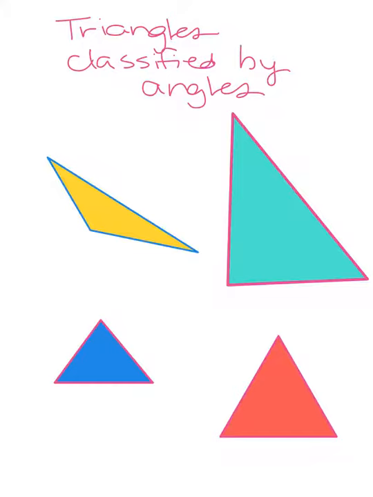We can also classify triangles by their angles. So for instance, we can have an obtuse triangle that has one obtuse angle, meaning that the angle is more than 90 degrees. We can also have a right triangle in which one angle is 90 degrees. So this triangle is considered a right triangle.